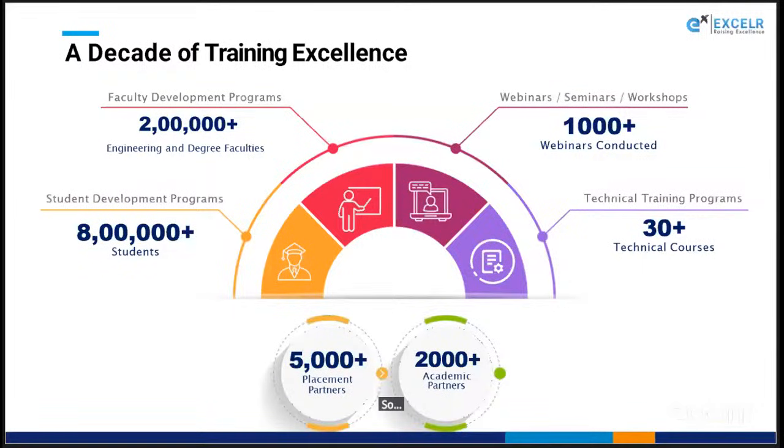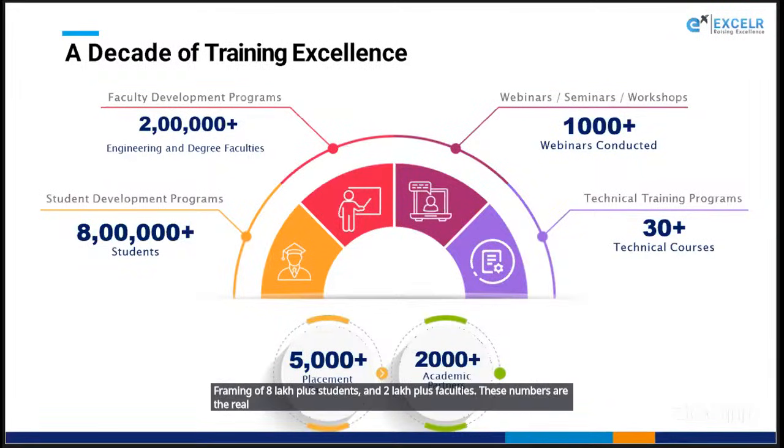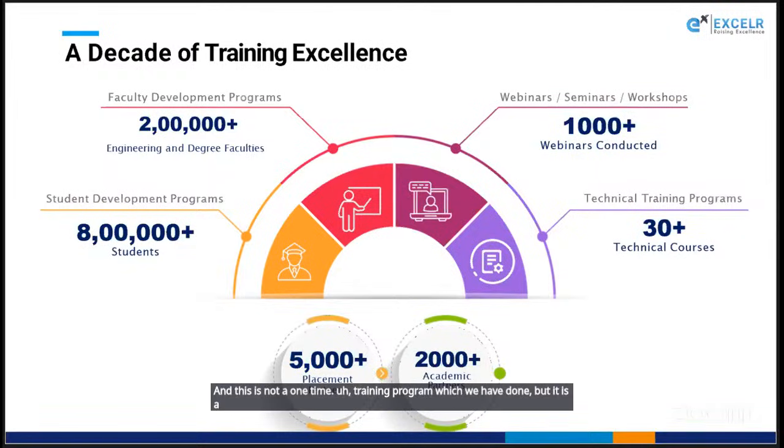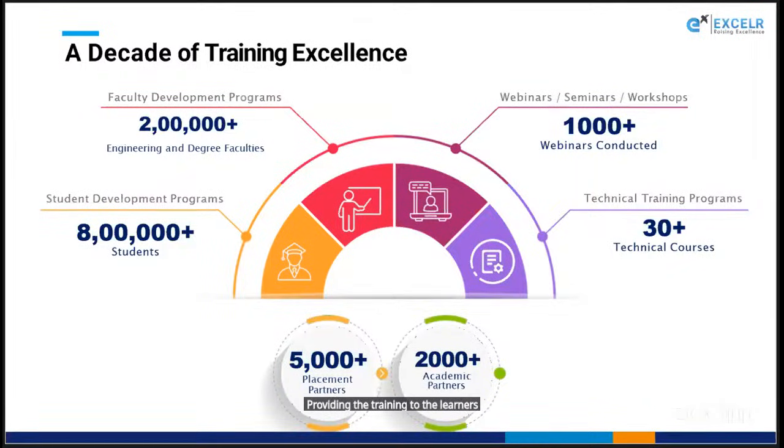So, this is very evident that through our training of 8 lakh plus students and 2 lakh plus faculties. These numbers are the real proofs of our system, how our system works. And this is not a one-time training program which we have done, but it is a continuous process. So our success is purely measured by providing the training to the learners and supporting them through the placement partners.